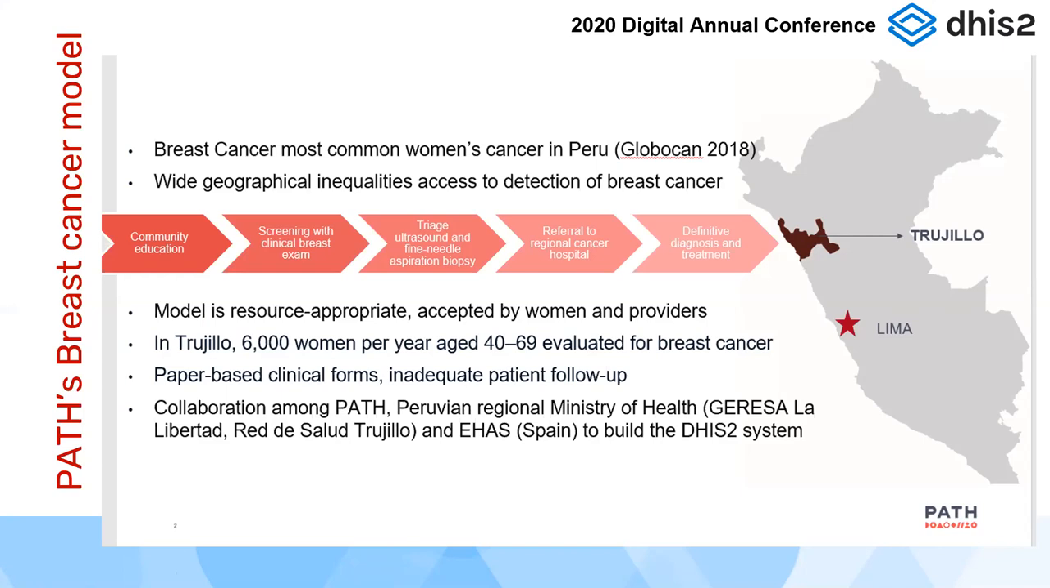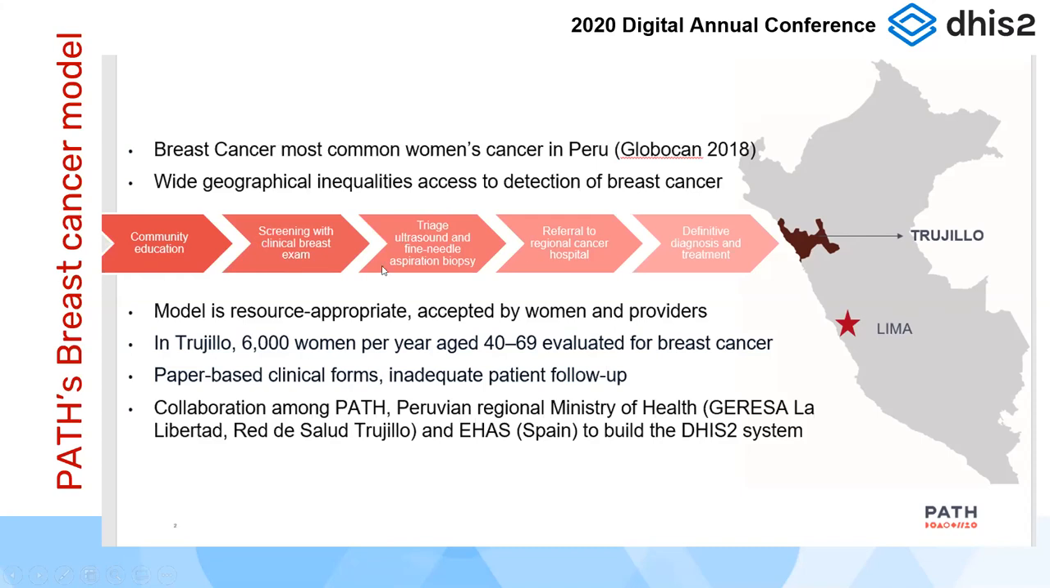The model is for places where women do not have regular access to mammograms. There are a lot of places in the world where, though there might be mammograms in the main capital city, they're not necessarily in the regional areas. So this model focuses on bringing breast cancer detection to women in those situations through, along the red axis, community education, teaching women about the risks and signs and symptoms of breast cancer, encouraging them to go for a clinical breast exam every year, which is available in their neighborhood clinic with their midwives that have been trained.